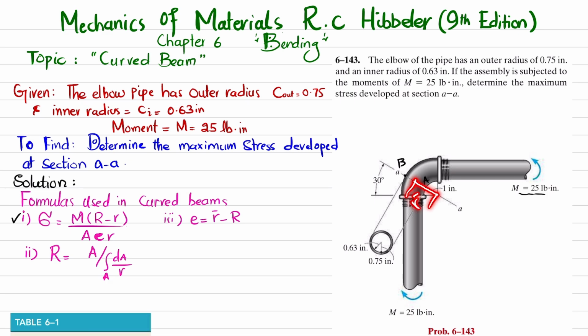Clear? And A is the cross-sectional area of this pipe, which is a hollow pipe. This will be the area. And e is obtained by R dash minus capital R. And r is the distance from the center of curvature to any point where you want to find the stress. So here we are going to find out the stress at rA and at rB. So let's start the solution.